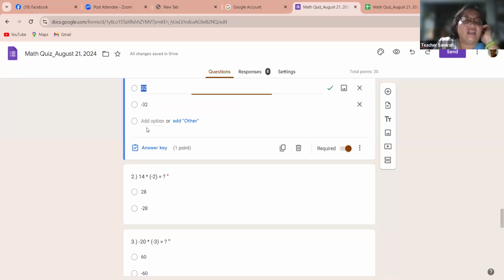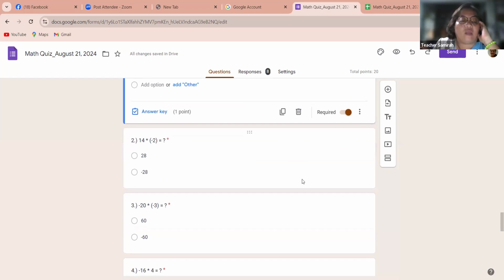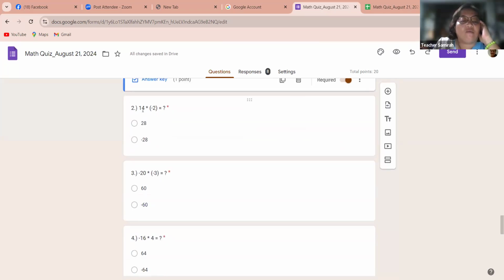32. This one? Very good. Positive 32. Okay, next. When we are going to multiply 14 times negative 2, what will be our answer? Will it be positive 28 or negative 28?